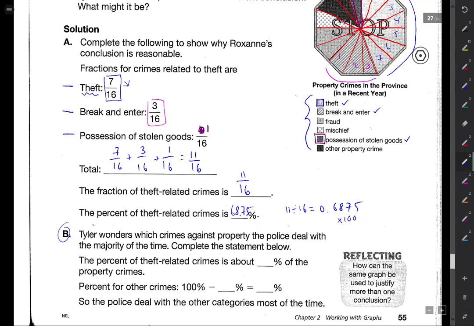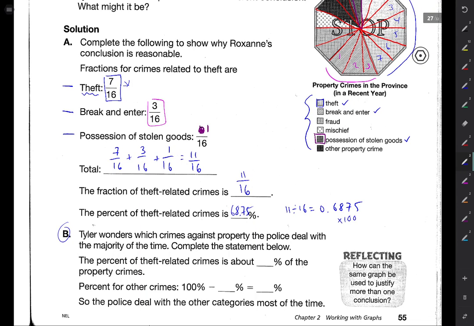Now let's look at part B. Tyler wonders which crimes against property the police deal with the majority of the time. Complete the statement below. The percent of theft-related crimes is about blank percent of the property crimes.